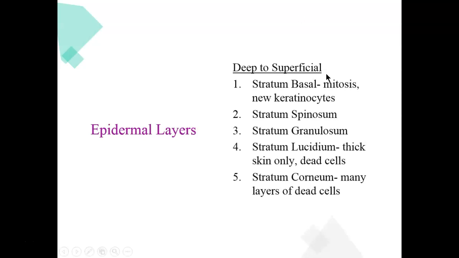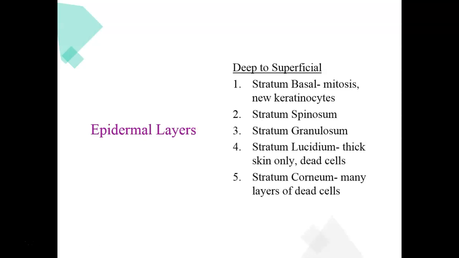So in the stratum basale, you also have cells that are known as melanocytes that produce the pigment melanin that gives color to the skin. All right, so the stratum basale, the base layer, lots of keratinocytes undergoing rapid mitosis. Those cells are then going to be pushed upward toward the surface as new cells are being created. And then the cells that were in the stratum basale are pushed upward and become cells of the stratum spinosum.